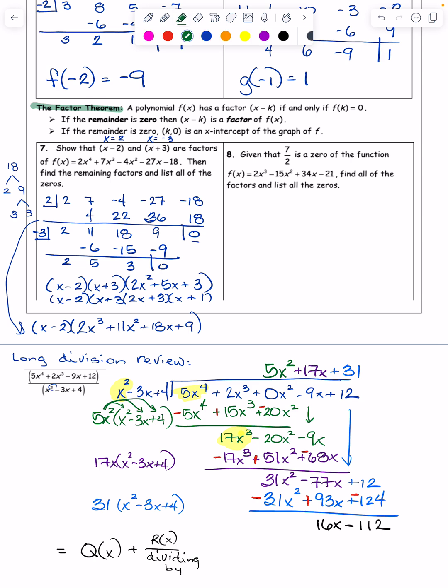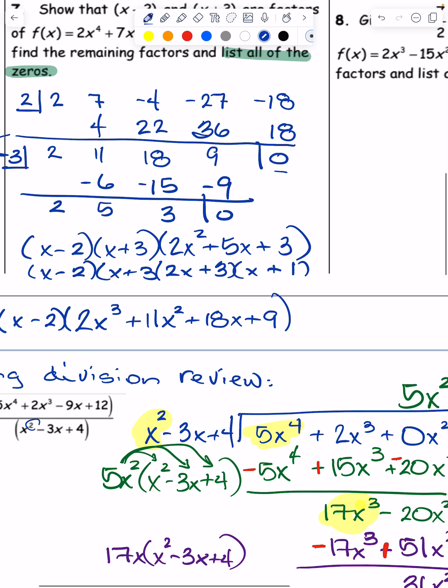It also wants us to list all of the zeros. So there it is, fully factored. My zeros are x equals 2, x equals negative 3, x equals negative 3 halves, and x equals negative 1.